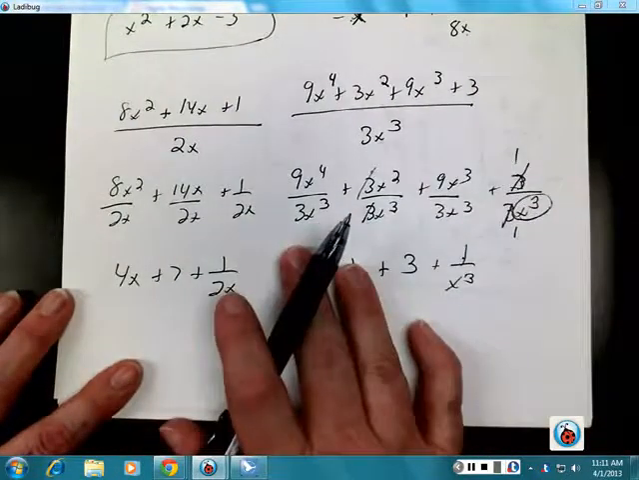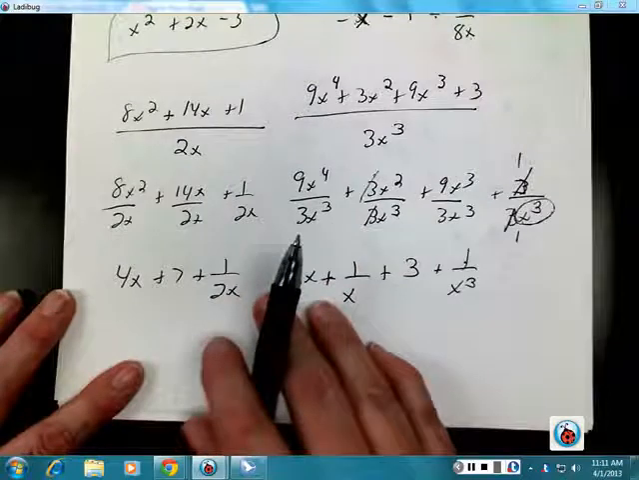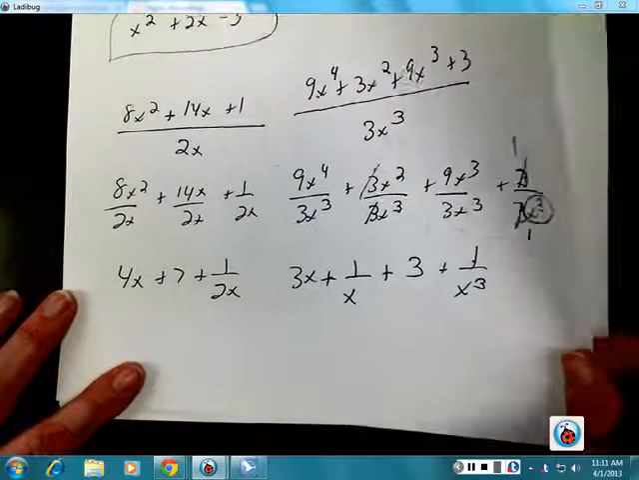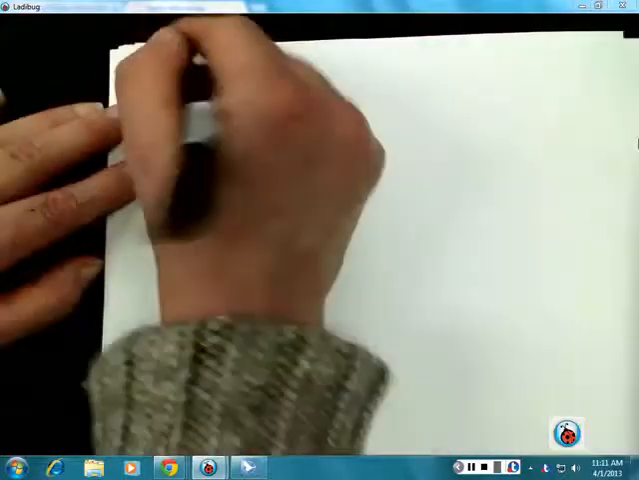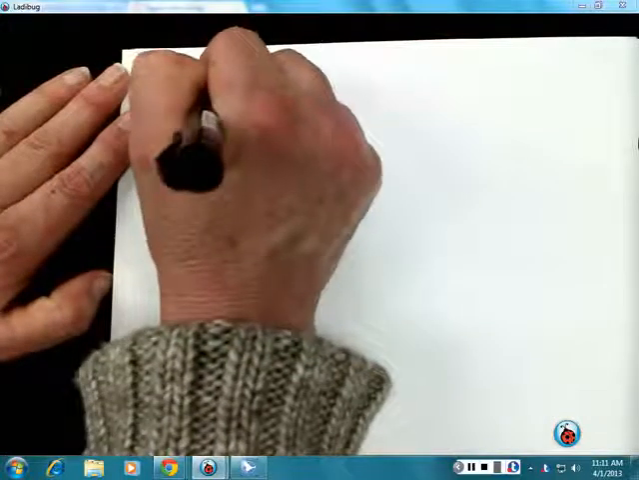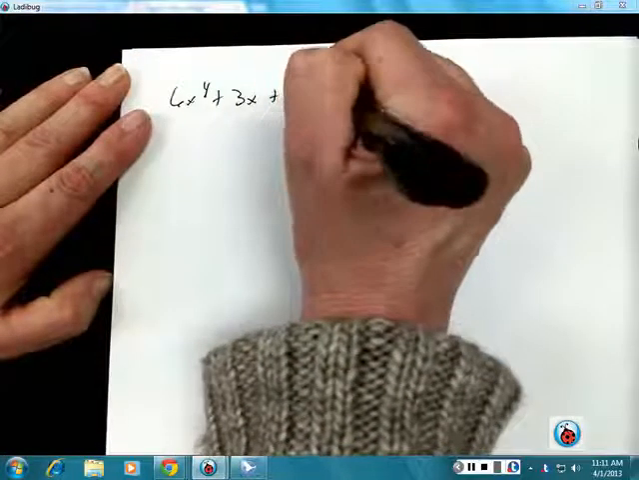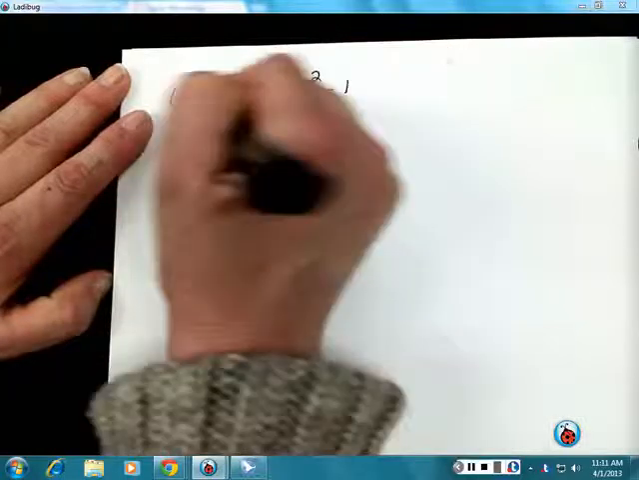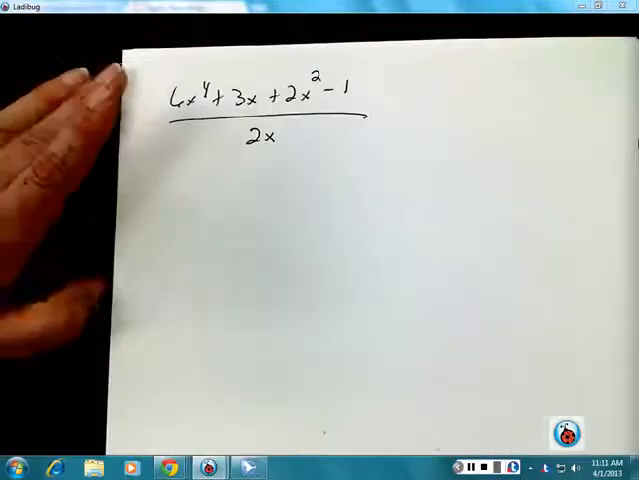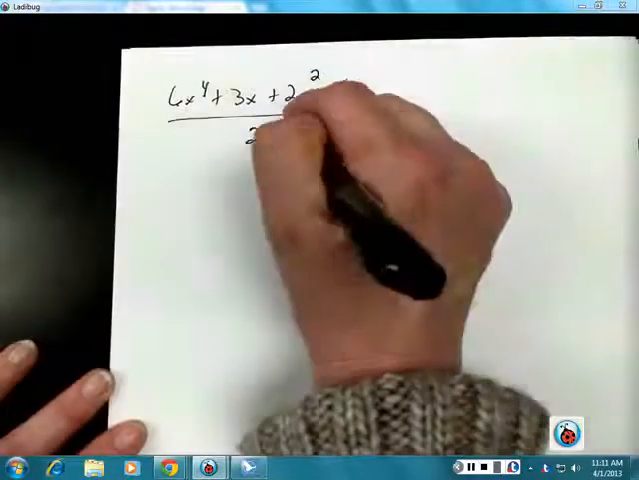These are okay? Or you want one more? I'll give you a couple more. 2 more? Okay. We can do that. 6x to the 4th plus 3x plus 2x squared minus 1, all over 2x squared.